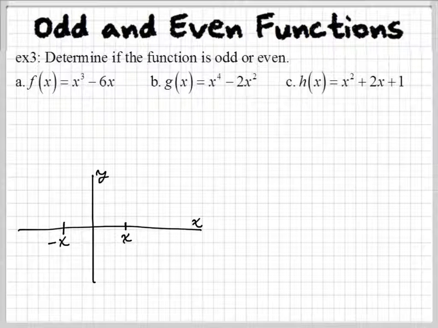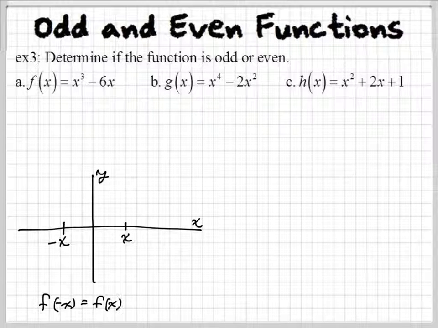And so there's another way you can say this. You can say, if I have the f function and I plug in a negative x, I'm going to get the same y value as when I plug in a positive x. That is symmetry about the y-axis, and it's also known as an even function. This is even.